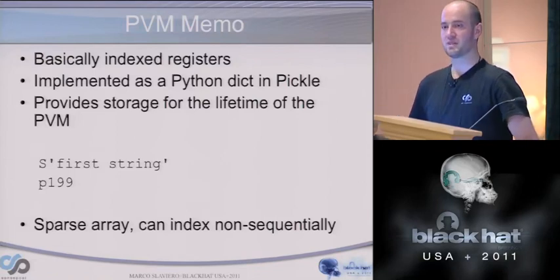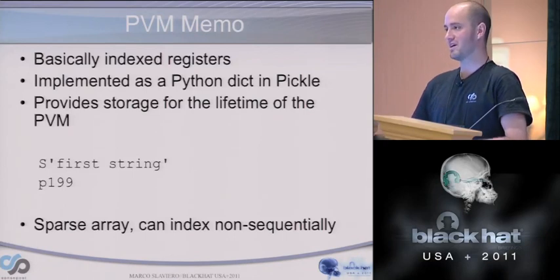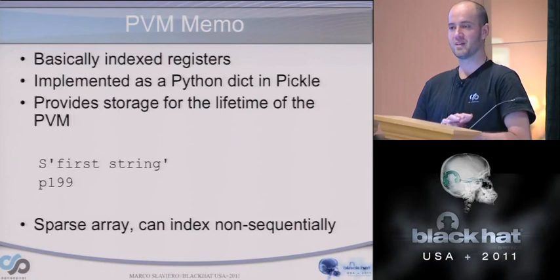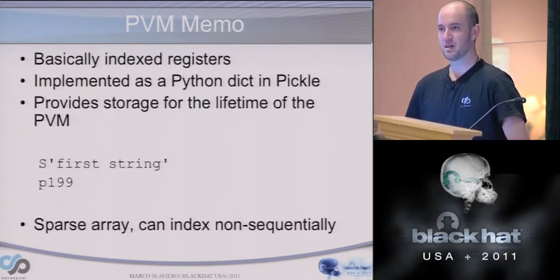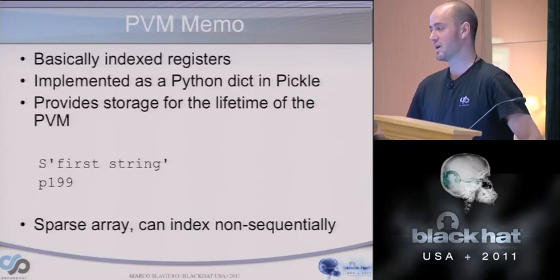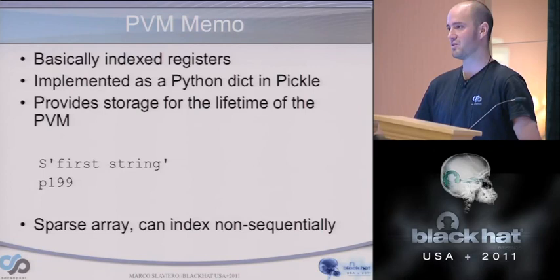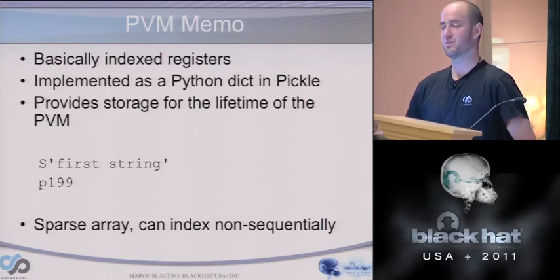So you get to write into this data storage, and the benefit of the memo is that it is long-lived. You can write data into the memo, and that data persists throughout the lifetime of the Pickle virtual machine. What is also nice about the memo is it's implemented as a sparse array. So you don't have to write into all values from 0 through 9 before you can write into value 10. You can immediately access entry 10 in the memo.